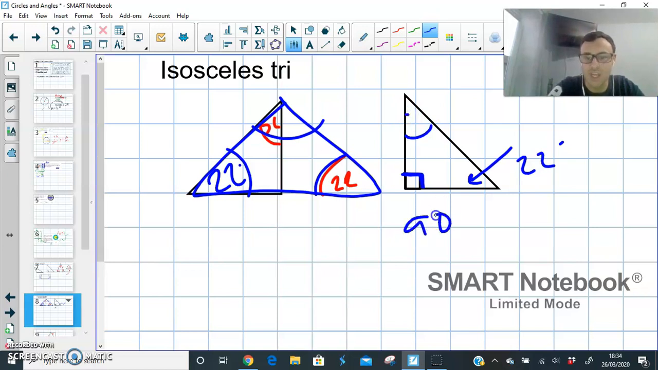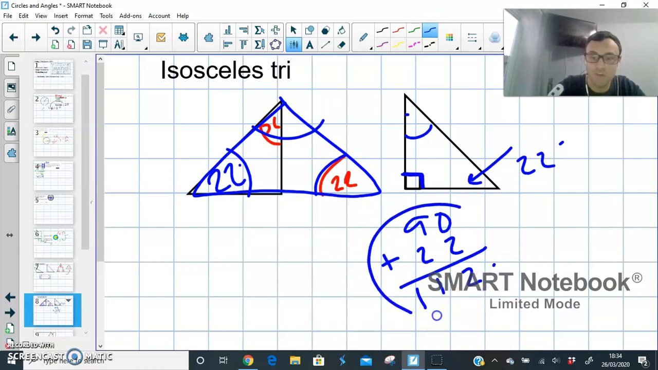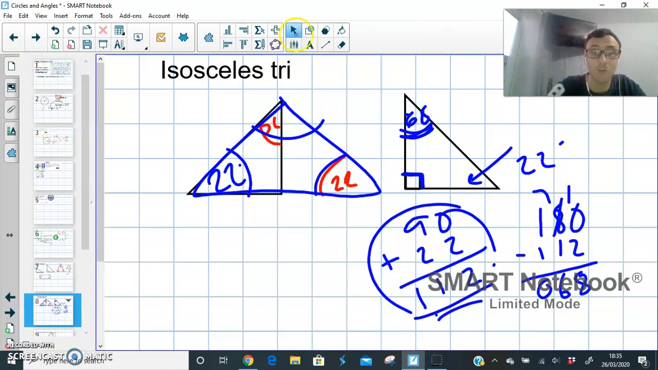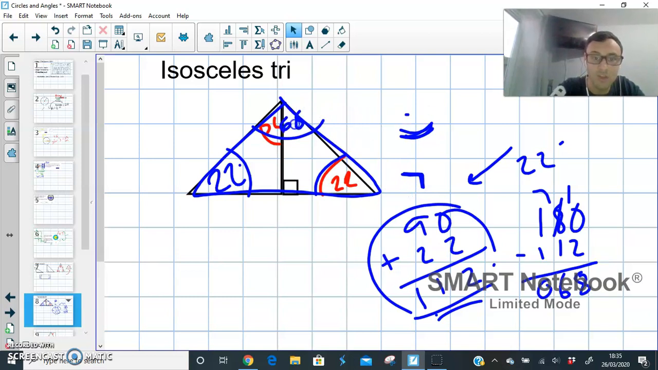So I can do 90, add my 22, which is 112 degrees. I then need to remember to take 112 away from 180 to work out this part. So 180, take away 112, that's 68 degrees. So I know this part here is 68 degrees. So if I just reattach that back for a second to there, that's 68 degrees.